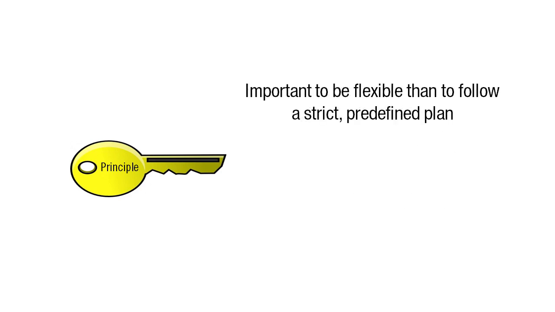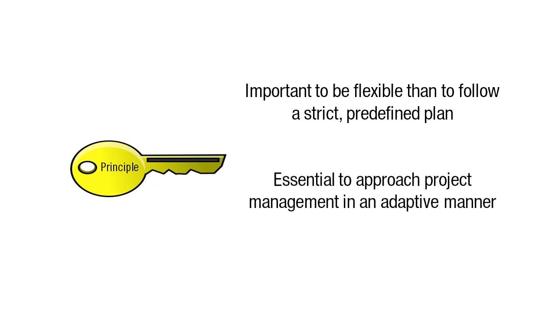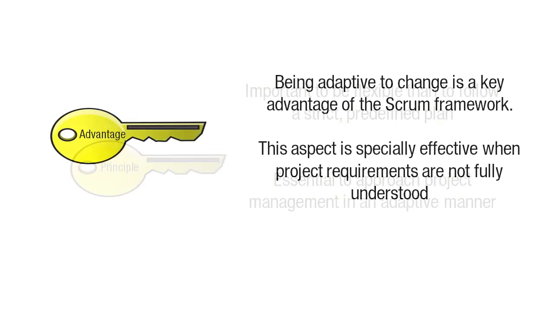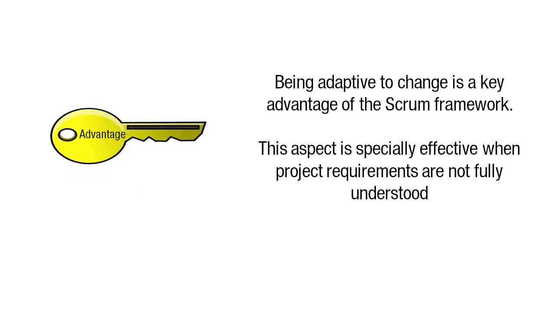Therefore, it is more important to be flexible than to follow a strict, predefined plan. This means it is essential to approach project management in an adaptive manner that enables change throughout rapid product development or service development cycles. Being adaptive to change is a key advantage of the Scrum framework. Although Scrum works well for all projects in all industries, it can be very effective when the product or other project requirements are not fully understood or cannot be well defined up front, when the product's market is volatile, or when the focus is on making the team flexible enough to incorporate changing requirements.